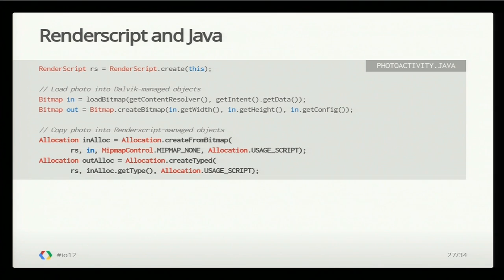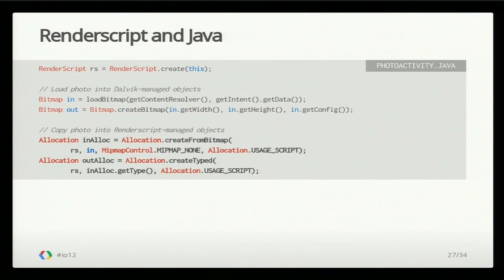The first thing we're going to do is load the bitmap, load the photo that the user wants to process. In this case, I've built up a content URI that I can go and load. And I have a load bitmap method that is opening that content URI, reading out the data, and inflating it into a bitmap. So I have my input bitmap. Then I'm going to create an output bitmap, which has the same width and height. So it's identical dimensions and configuration to the original input.